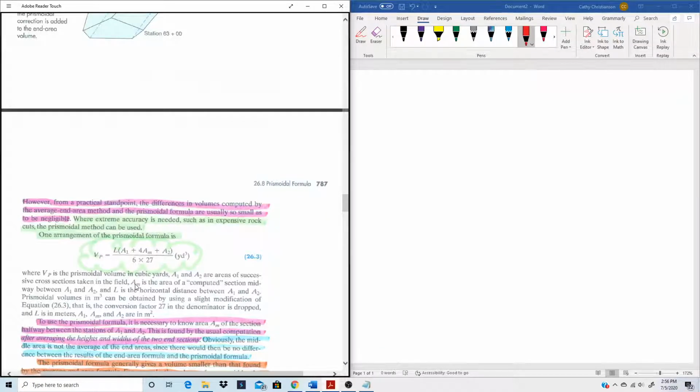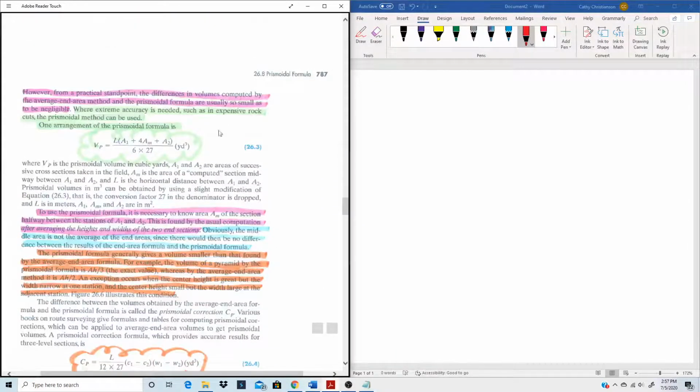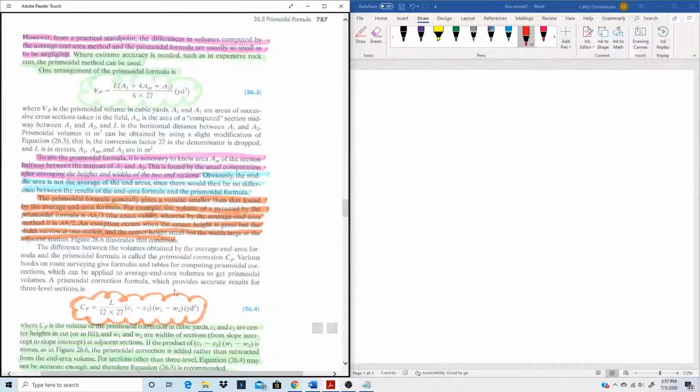And then we need to figure out an area in the middle. And the middle area is not just the average of these two, because again, then you're using the averaged end areas. So we'd have to use cross sections to figure that out. And 6 is a constant, and then 27 is to convert it to cubic yards. If it was a metric one, the only thing you would drop off was the 27. The 6 would still be in there if we're doing it in metric. That would be the formula.